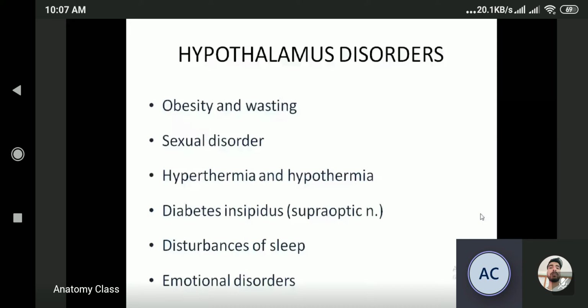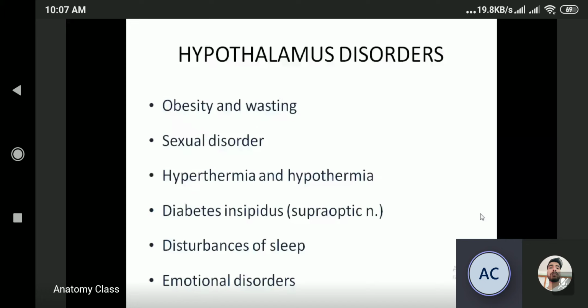Sexual disorder: if the hypothalamus has a lesion, it may result in impotence or excessive sexual desires. Even irrespective of species, if there is a disorder within the hypothalamus, the sexual disorder will be so extensive that the person will not even differentiate between the species. Then hypothermia: because it also regulates temperature, it may result in hypothermia of the body.